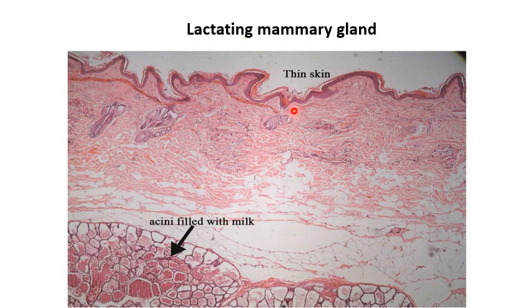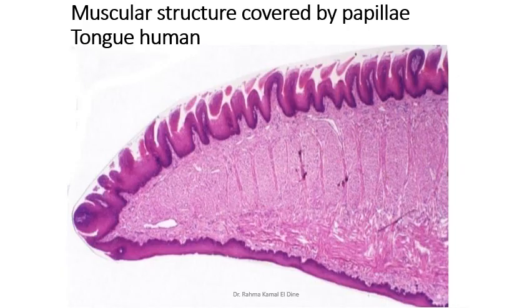Here is the mammary gland, this is the skin, and here are the acini filled with milk. In the microscopic slides, there is no penis. The penis is only in the data show slides.